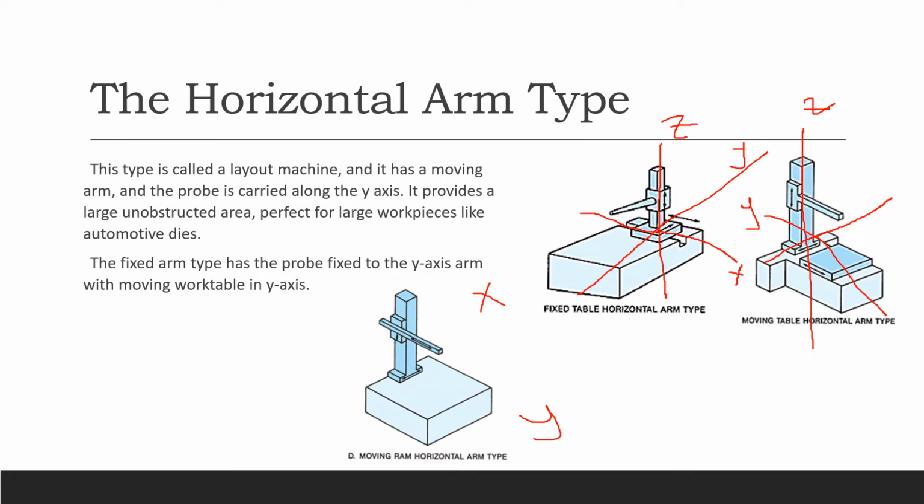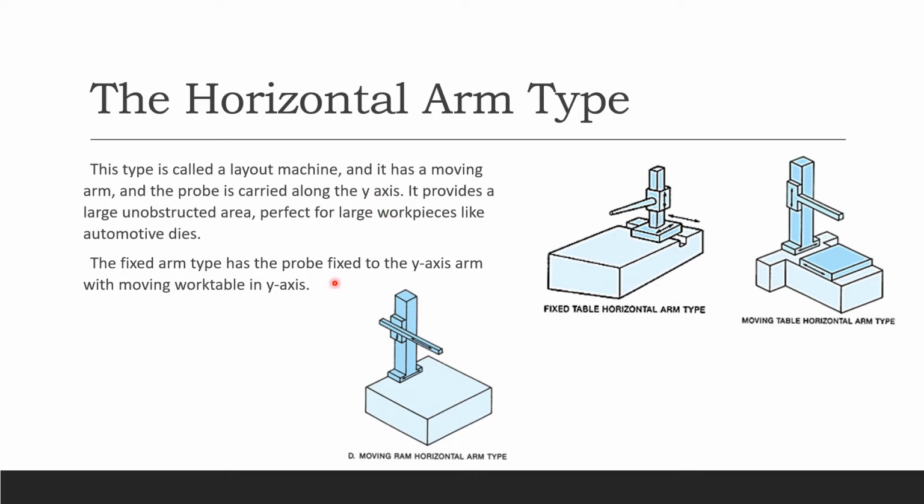So anyway, for this machine type, the horizontal arm type, the key point is that the probe moves along the y-axis. Okay, so I'm going to point this out again. Along the y-axis, that way. And we use it for large work pieces, especially in the automotive industry.